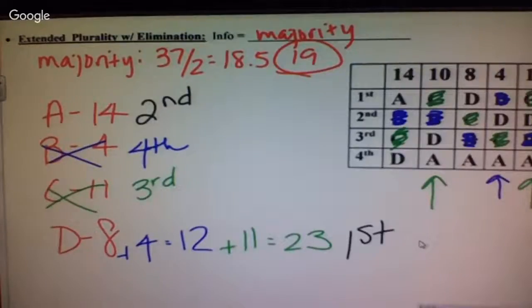Okay, so as you eliminate with plurality with elimination, 4th place, the next person you eliminate, 3rd place, so on and so forth.